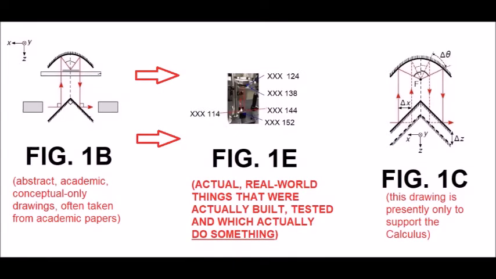Folks, what we have on the left is an example of an abstract academic concept-only drawing, often from an actual academic paper. Like I said, I understand that professors, PhDs, researchers, university people have to come up with these types of academic papers. It's a publish or perish environment. Got to put out a lot of papers to keep your job. I get that. I don't agree with it.